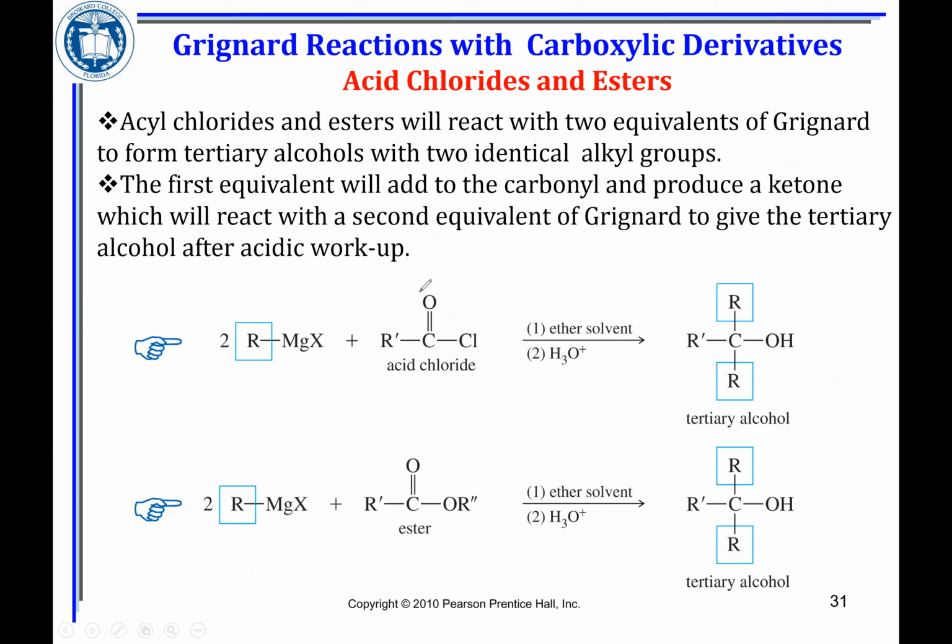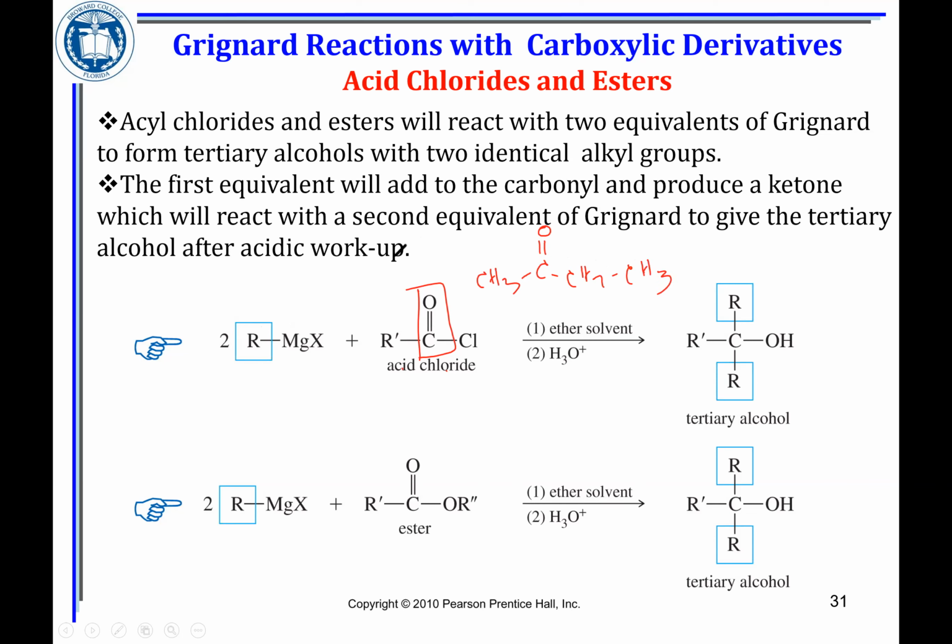Other carbonyl groups that can be reacted with the Grignard reagent include acid chloride. Now, what's the difference between acid chloride being added to Grignard or ketone being added to Grignard? I'm going to draw the structure for a sample ketone. Let's say I have CH3 here and CH2CH3 on the other side.